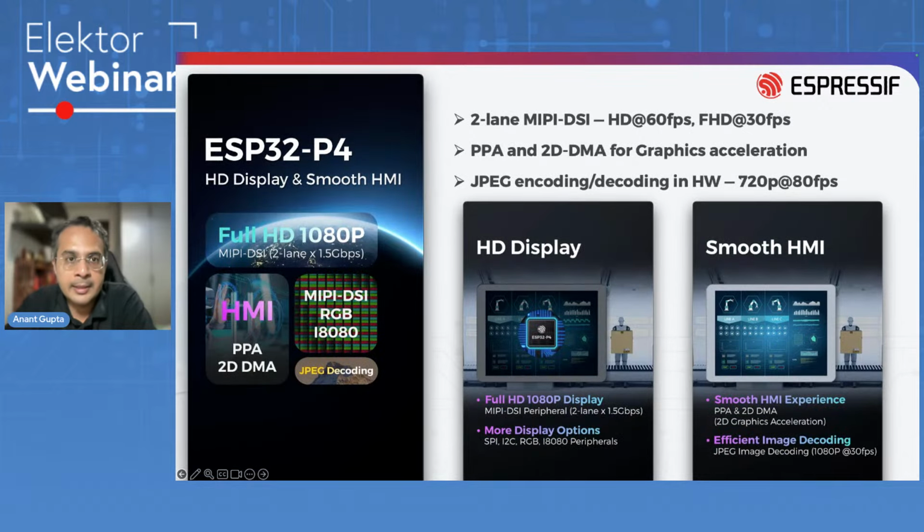From the display side, we have a 2-lane MIPI DSI, which basically means it can support up to HD, which is 720p at 60 frames per second, or full HD, which is 1080p at 30 frames per second. What we have also done is we have some very interesting use cases defined there.